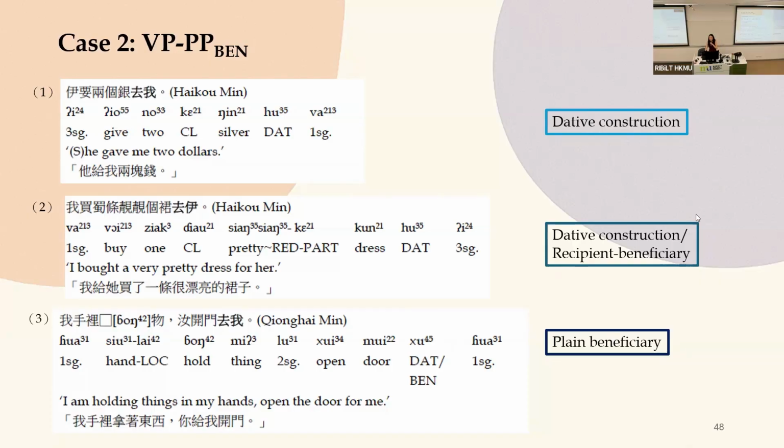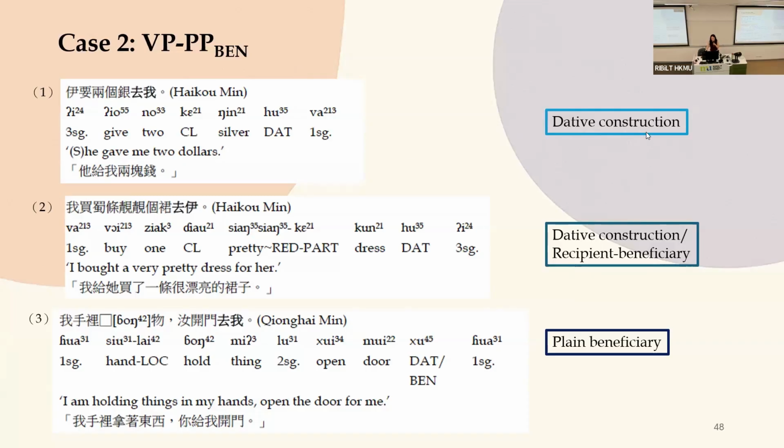But if we look rather closely, we would see that this is not just an isolated case. We can actually draw a path of grammaticalization for this construction. It started with the dative construction, which is common in Southern Min dialects in general. So in Haikou Min, or in basically all Hainan Min dialects, they have this sort of postverbal PP that indicates the endpoint of an action in a dative construction.